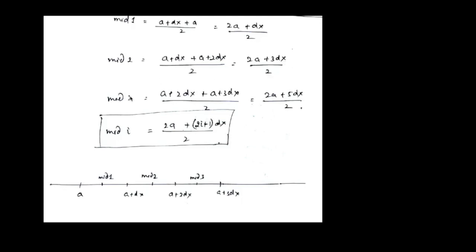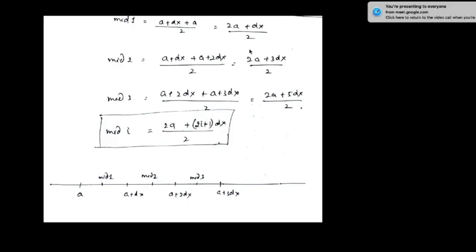Then mid 3 will be the average of these two. If you take the average of these two, a plus 2 dx is the first point, a plus 3 dx is the next point. If you add the 2 points together, you get 2a, and this is 3 dx and this is 2 dx. That will give you 5 dx. This is 2a plus 5 dx by 2.